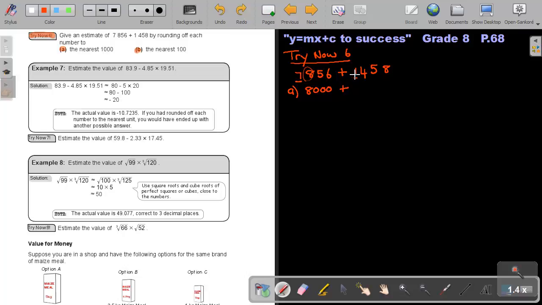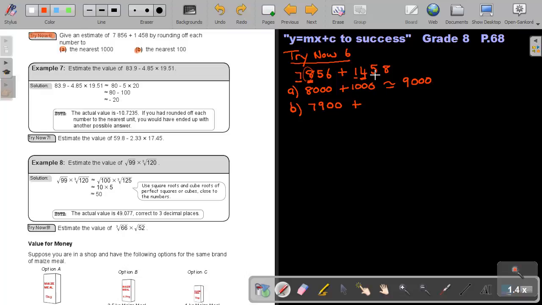plus this 4 makes this one stay. So it becomes 1,000. So basically, I'm just going to write it rather close. So this will be 9,000. Okay. And in number B, let's do the same to the nearest 100. But look, this is now 100. This is 100. So this 5 makes this one more. So it will be 7900. Don't forget your zeros.